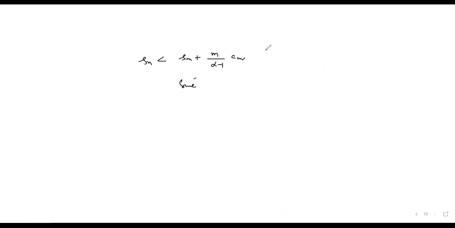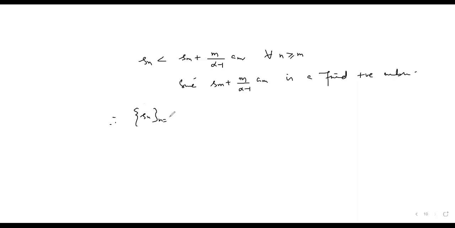Now since this holds for all n greater than or equal to m, and since S_m plus m divided by alpha minus 1 times a_m is a fixed positive number, therefore this sequence of partial sums, the sequence of partial sums of summation n runs from 1 to infinity, is bounded above.